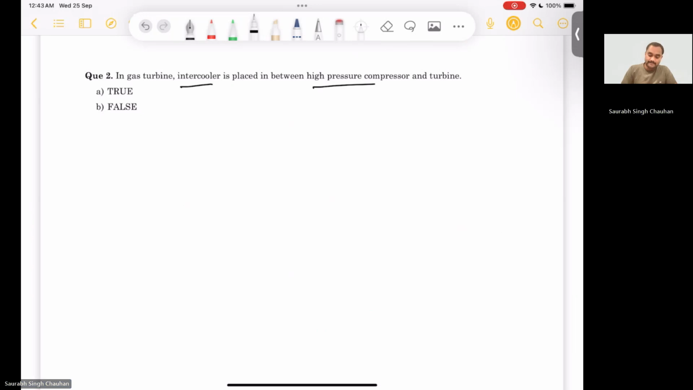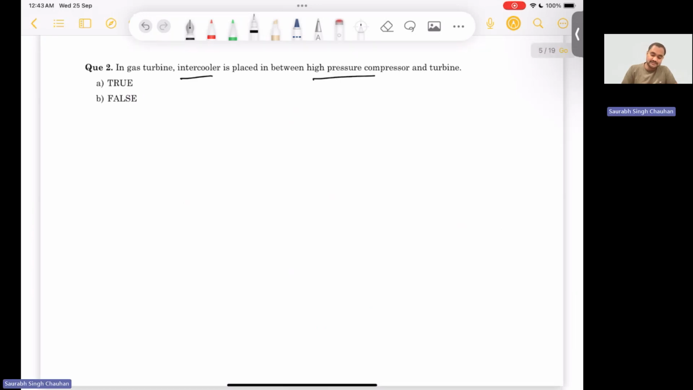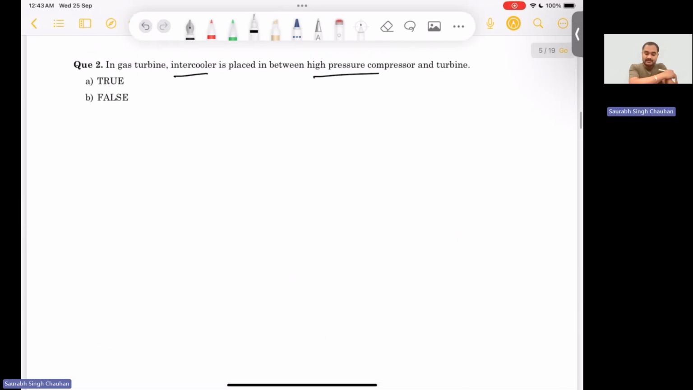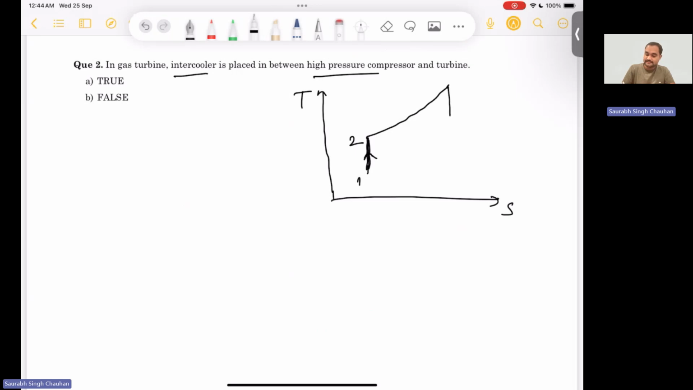As we discussed in the previous question, first of all, the air is compressed in a compressor. I am making the TS diagram from 1 to 2. It is compression. Then constant pressure heat addition. Then 3 to 4, it is expansion in turbine. So turbine produces the work, but compressor consumes the work.